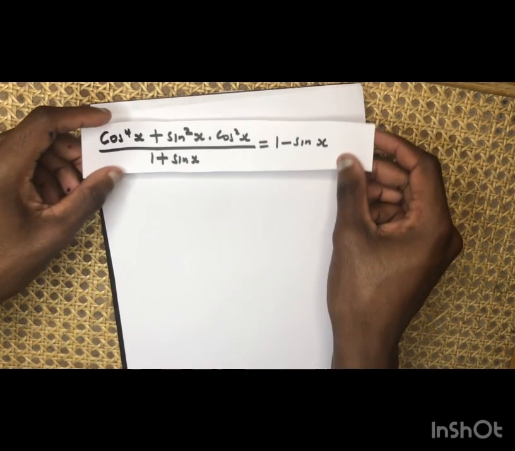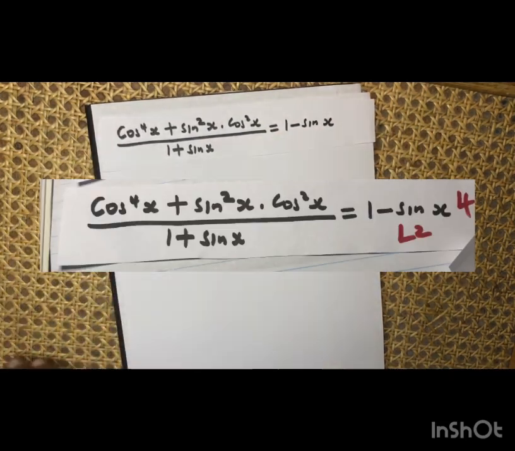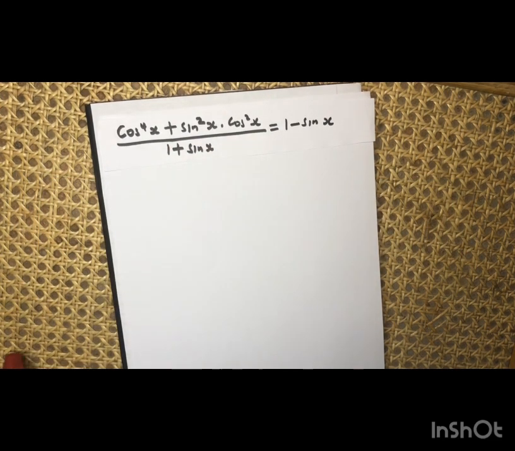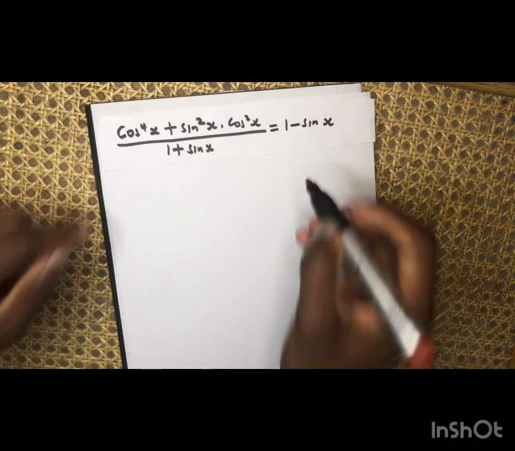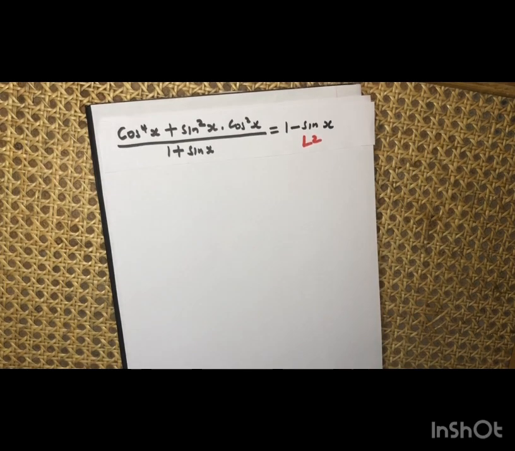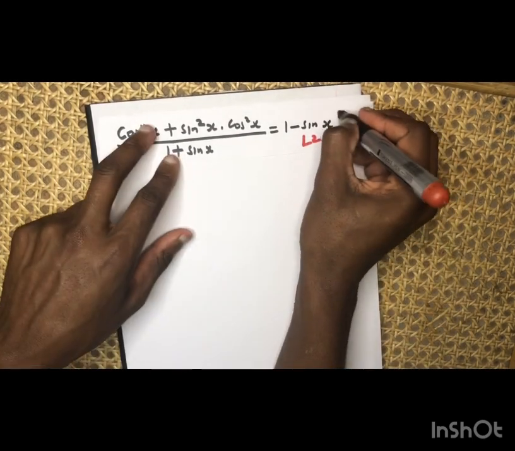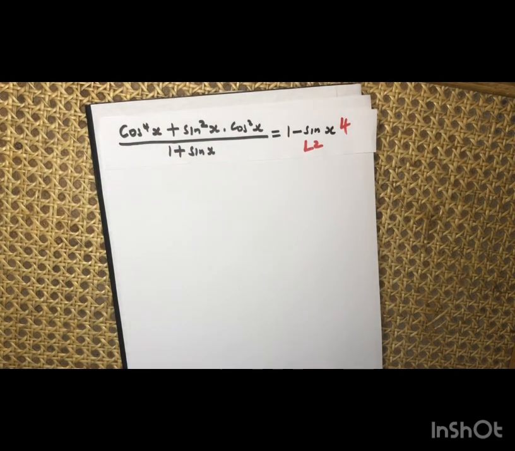So the next one we have this. And this is cos to the power 4 x plus sine squared x times cos squared x all over 1 plus sine x equals this. So which side do you need to take to prove here? I'm going to take the left hand side. Remember guys, this is a level 2 question, but it can be given as 4 marks.